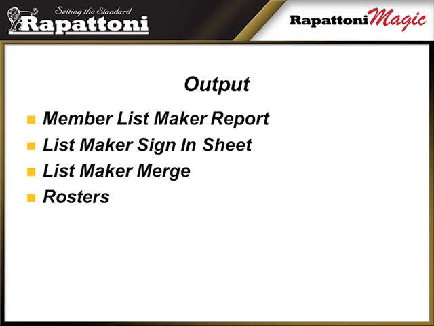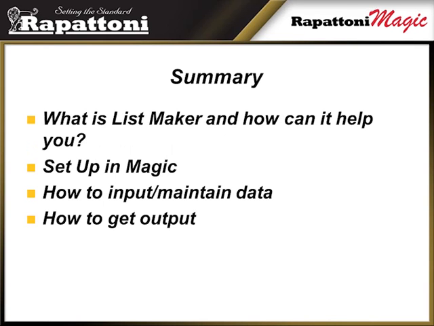Okay, so that is the output. Now let's touch on what we've talked about today. We talked about what ListMaker is and how it can really help you, and hopefully we've come up with a number of ideas and got you thinking, oh, I can use it for this and I can use it for that through my association, as well as we showed you how to set up in Magic the category as well as the codes within that category.